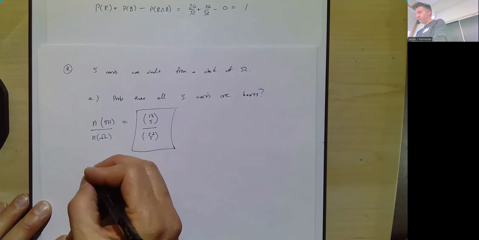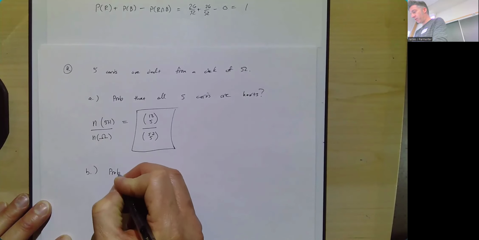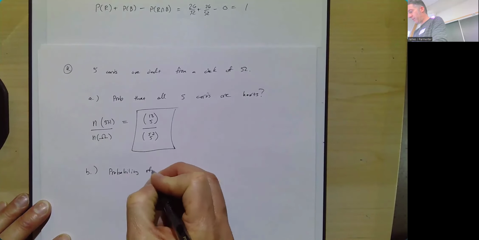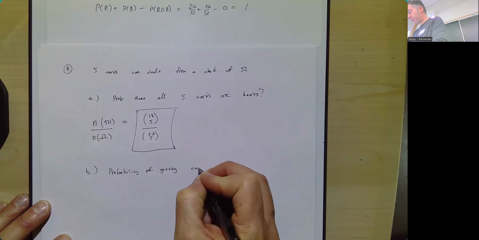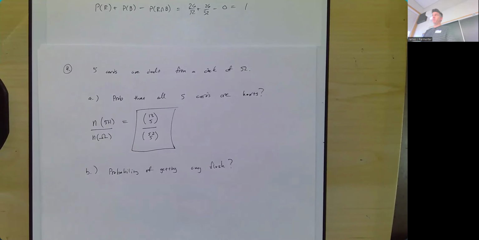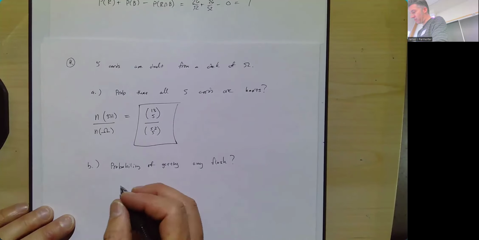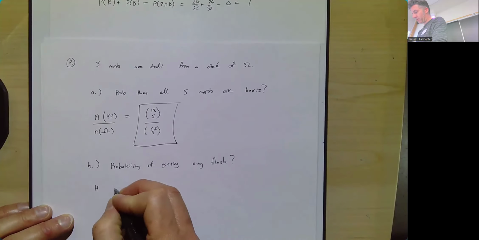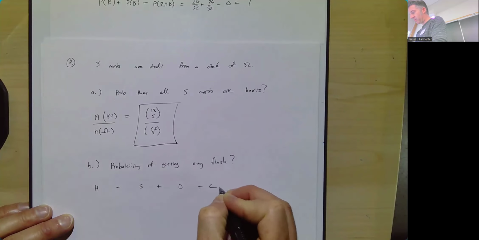Okay, here's a slightly different question. What's the probability of getting any flush? Meaning it doesn't have to be a flush with hearts, it can be a flush with spades, or a flush with diamonds, or a flush with clubs. It's actually both simpler and more complicated than that. So we just found the number of ways of getting 5 hearts. How many ways would there be of getting 5 spades? In fact, let's do it this way. Let's do it as hearts plus spades plus diamonds plus clubs.